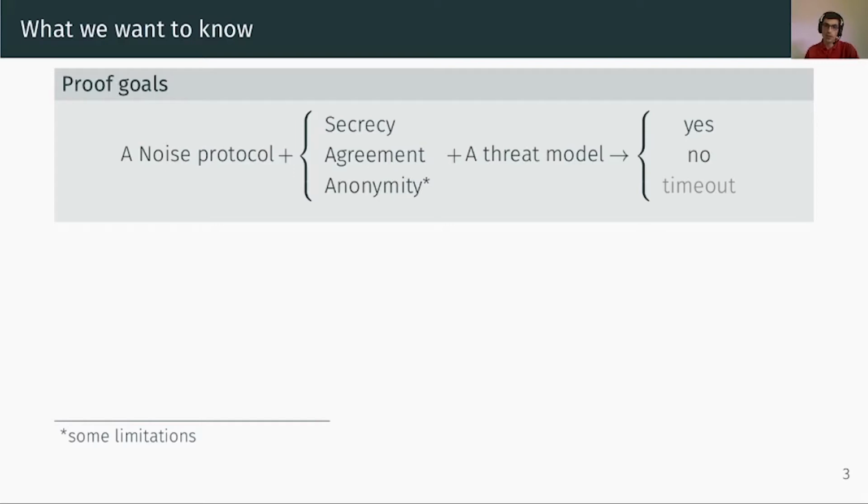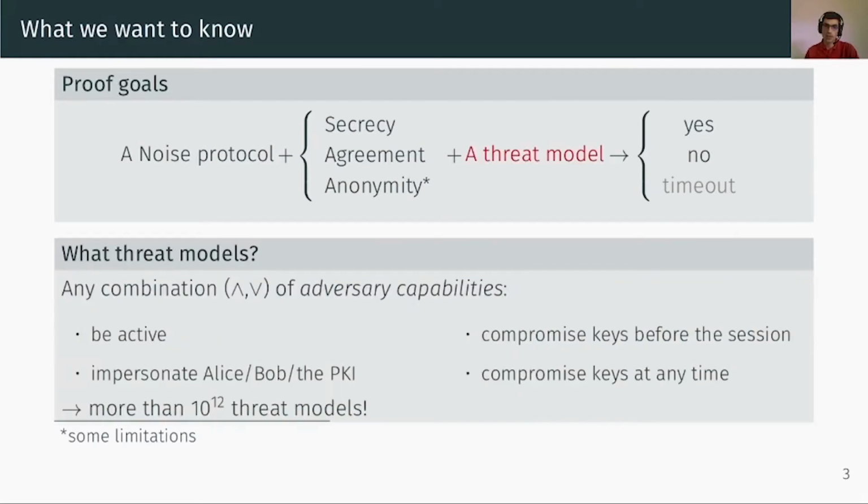For threat models, we tried to be as generic as possible. We established a list of adversary capabilities specifying what the adversary can or cannot do. Can he be active or only passive? Can he impersonate Alice, impersonate Bob, or even the public key infrastructure as a whole? Can he compromise keys? There is one capability for each key: long-term, ephemeral, pre-shared, keys of Alice, keys of Bob.